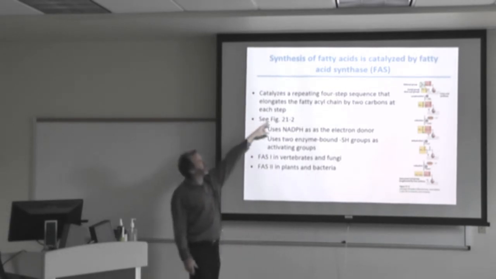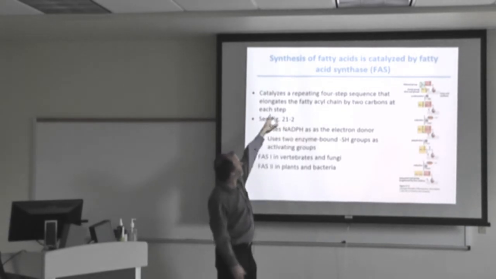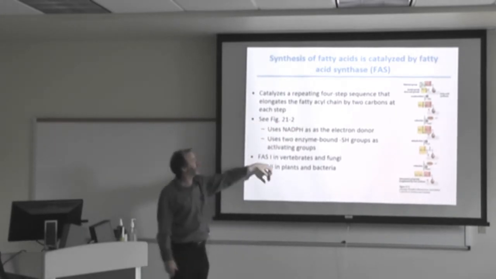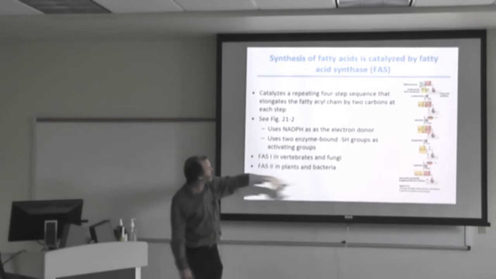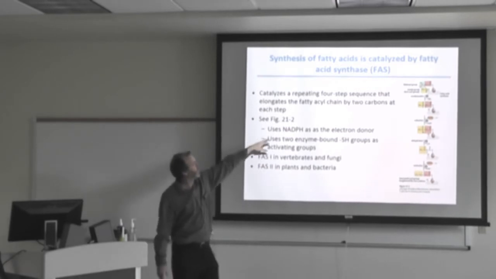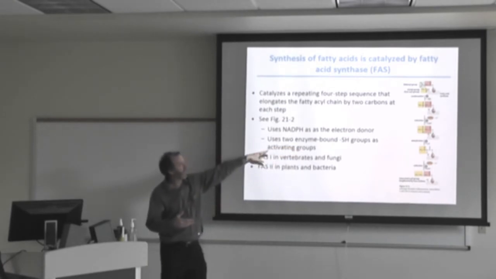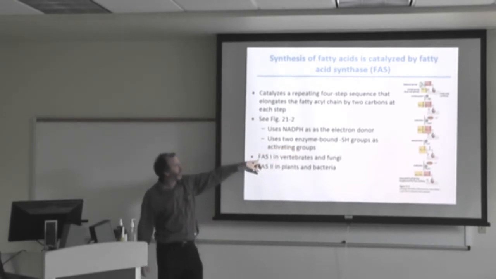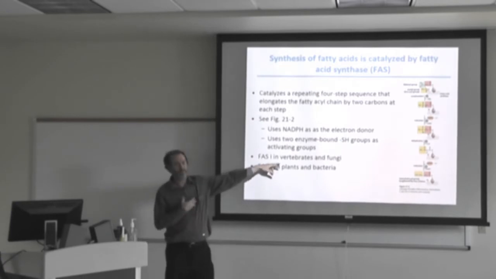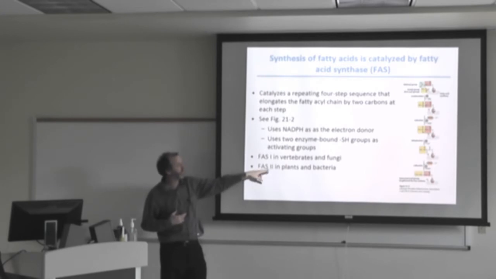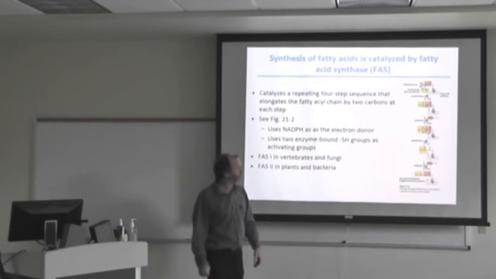So it catalyzes a repeating 4-step sequence that elongates the fatty acyl chain by 2 carbons at each step. So I guess this is figure 21.2. We use NADPH as an electron donor, and it uses 2 enzyme-bound thiol groups as activating groups. Fatty acid synthase 1 is what we have. It's found in vertebrates and fungi, and then there's fatty acid synthase 2 in plants and bacteria.